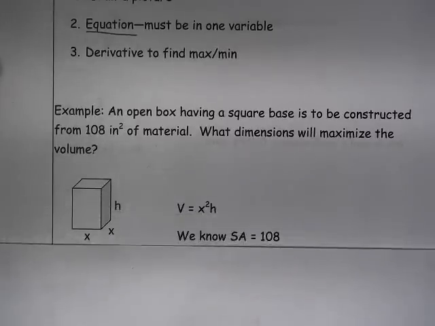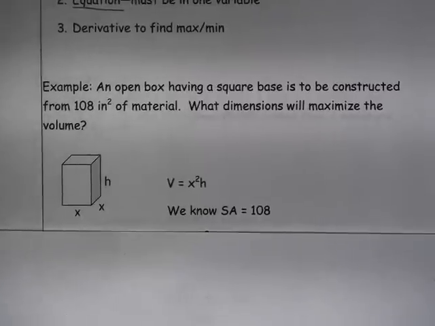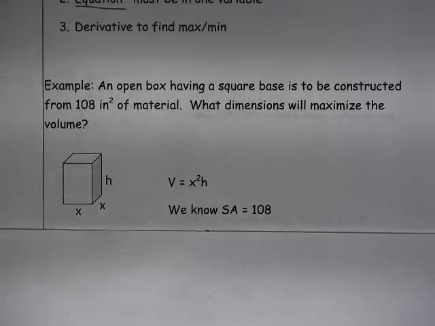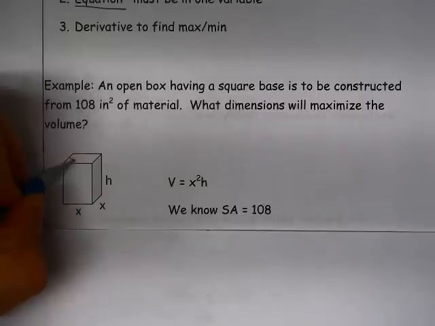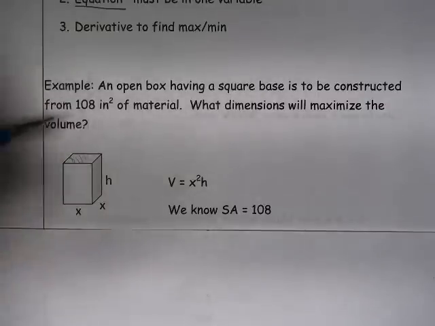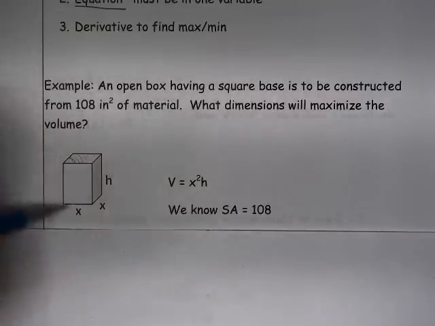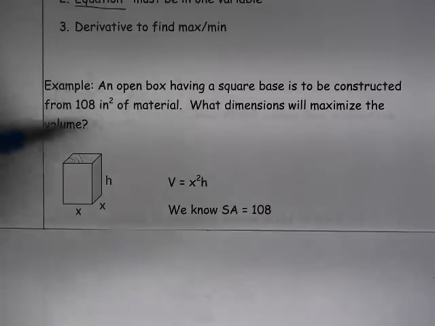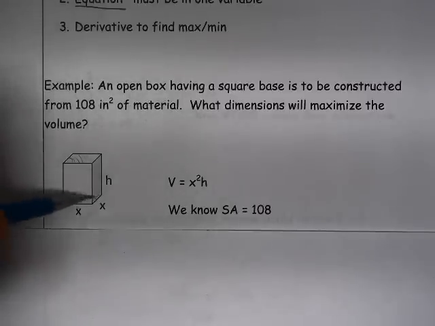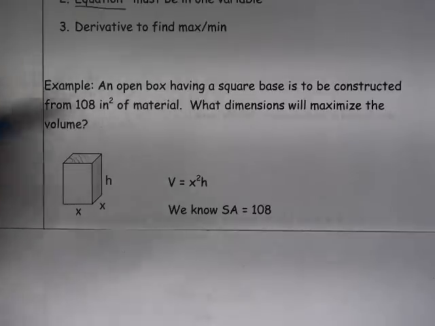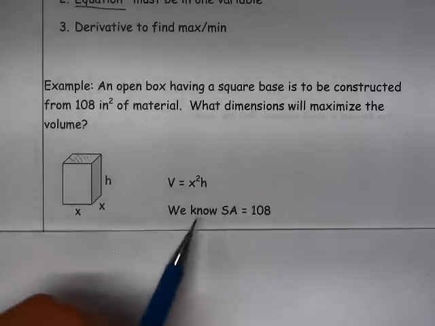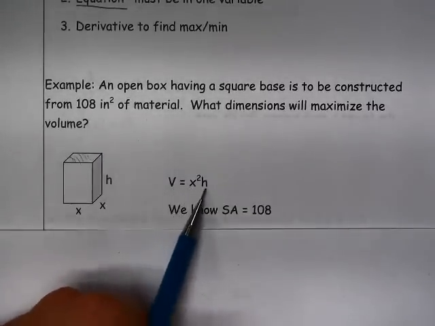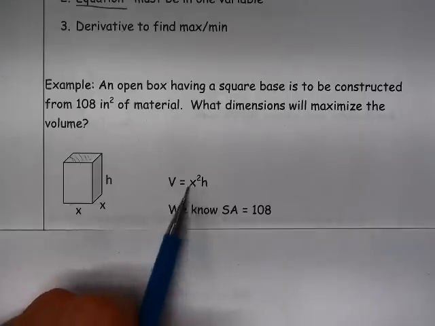All right, so we're going to start off with making a picture. Here's an open box. So there's no top to this thing. This is an open box, so it has 4 sides and a bottom but no top. And the volume is just the area of the base, which is x squared, since we have a square base, times some height. And we know the surface area is 108. So right now I have volume in terms of x and h. I want to get it in terms of one variable.